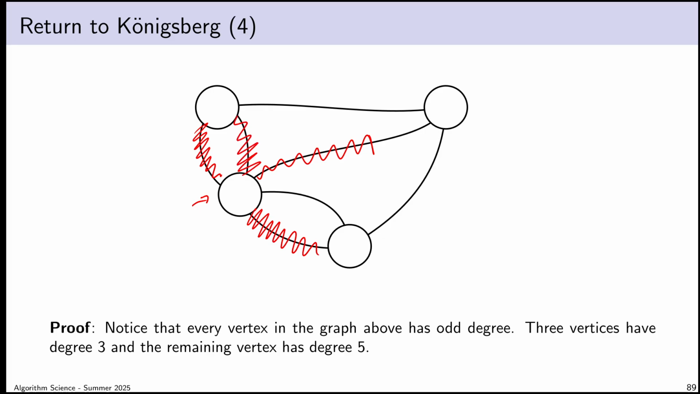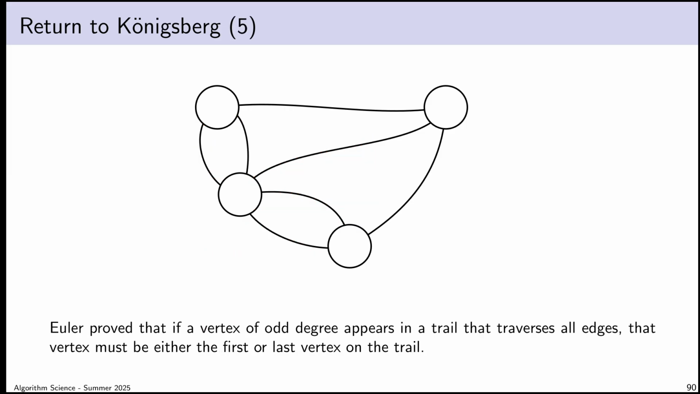That's fine, I can do that. But then I have to enter it again along this edge somehow. And that's not going to work because once I'm there, I'm trapped. How do I leave it without using an edge I've already used? It turns out that the parity of the degree, whether it's odd or even, has an impact on whether a solution exists. So that's what Euler proved.